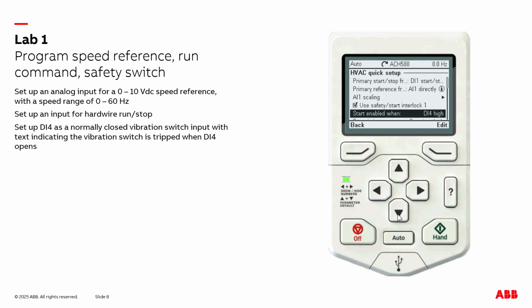So that's all good. Now, we're asked to change the text on the screen, though. So right now, by default, if the circuit were to open, we would just see the words "start interlock is open," which is pretty vague. We want to make that more descriptive.